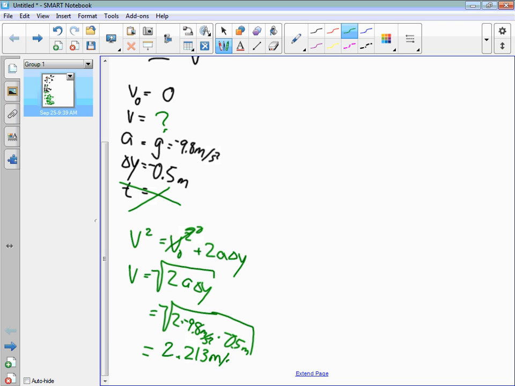Meters per second. And if you notice, inside the square root was meters squared per second squared, right? Then we take the square root of meters squared per second squared, that's meters per second. So that's a good sign, right? Okay, awesome. Is that the final answer? That's the final velocity, yes?